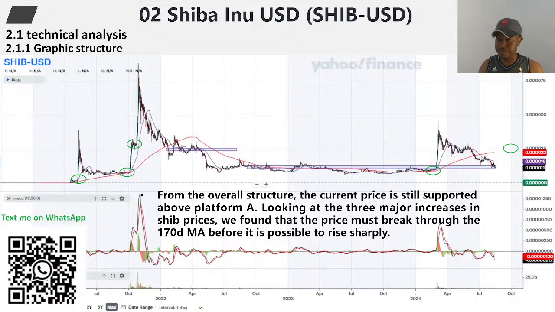You can see that Shiba Inu on this chart, guys, is currently in a bearish phase.